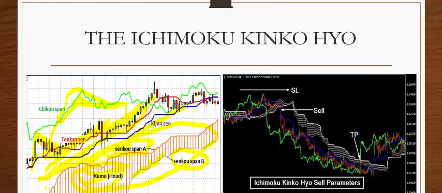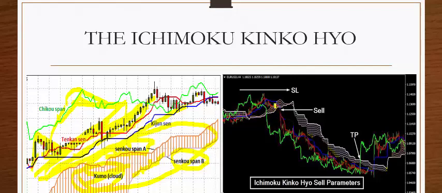When all of the prices, all of the moving averages, the Chikou Span, the Tenkan-sen, the Kijun, roll above the cloud, you look for buys because that's a bullish market. And when they roll below the cloud, as you can see here, you look for sells because that's a bearish market.